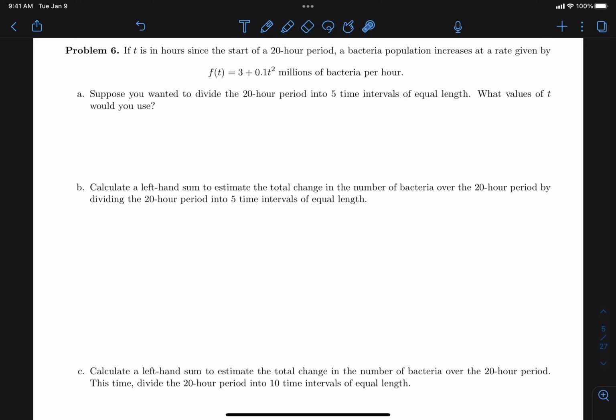Is part A just asking how far each bar is? Essentially, in so many words, it's asking you what is delta x. What is the width of each rectangle? If you divide 20... Yeah, I got that. That's what I was making sure. And what should the endpoints of each subinterval be? That's what it's asking.